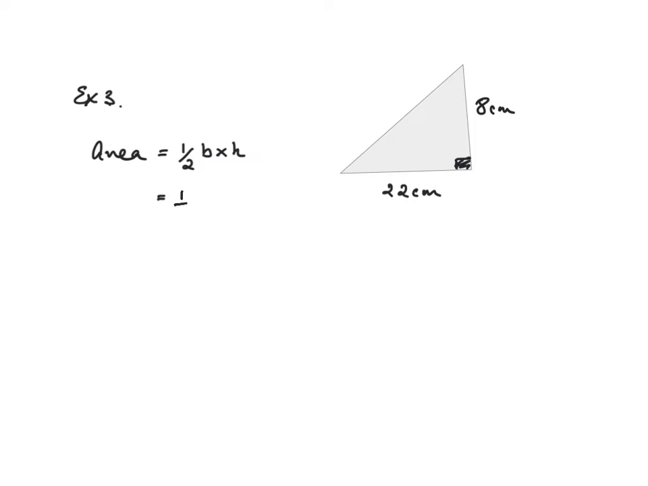So 1/2 of 22 times 8. We can do this part of the calculation first. 1/2 of 22, that gives us 11 times 8, and 11 times 8 is 88 centimetres squared. Example 4, this will be the last example, well perhaps not.